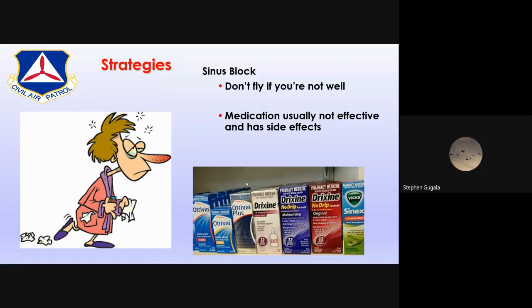Also, medication is typically not effective. I know decongestants drive me crazy. Sometimes they work, sometimes they don't. And regardless, many of them have side effects that will also cause you to trip a level on your I'm safe checklist by making you drowsy or medicated. So I know you're going to try. I know you want to get up there, but really weigh the situation before you get going.